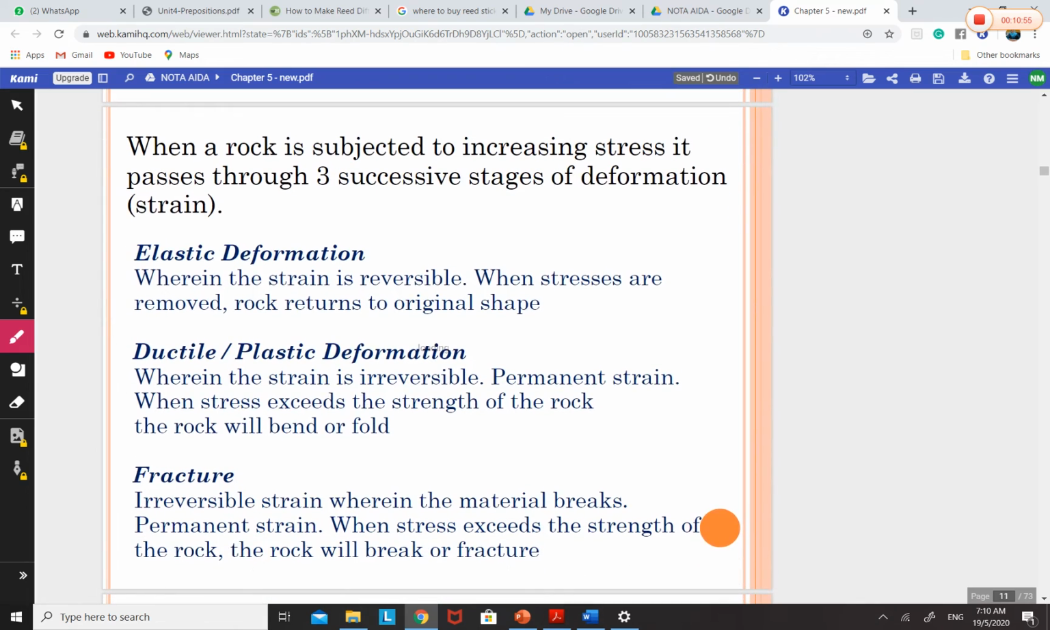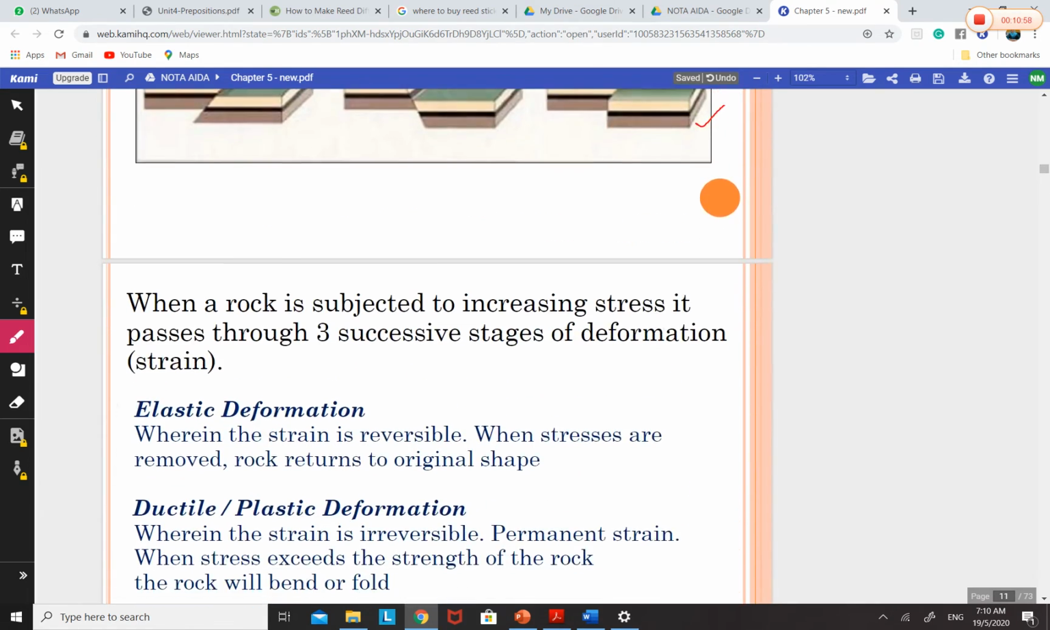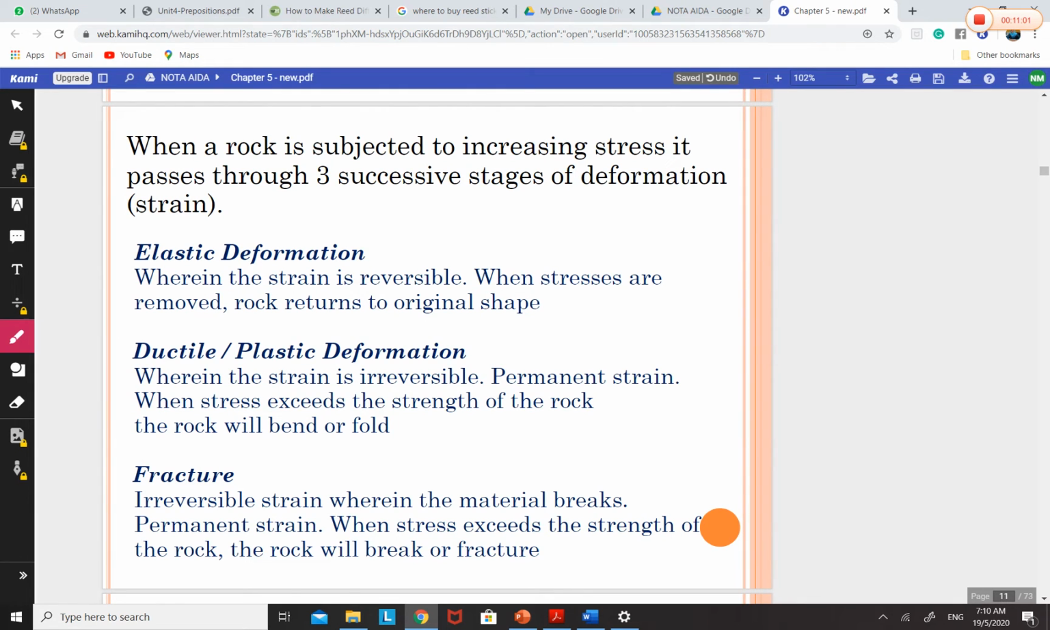Alright, so when a rock is subjected to increasing stress, there are 3 stages of deformation ataupun 3 stages of strain. The first one is elastic deformation, and then the plastic ataupun ductile. The definition is the same, whether it's ductile or plastic. And the last one is fracture. So the first one is elastic. Elastic meaning that strain is reversible. Maknanya it can go back to the original shape once we apply the load and then remove the load. That rock can return to the original shape.